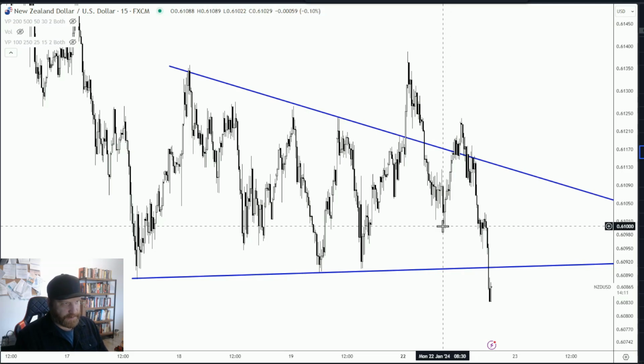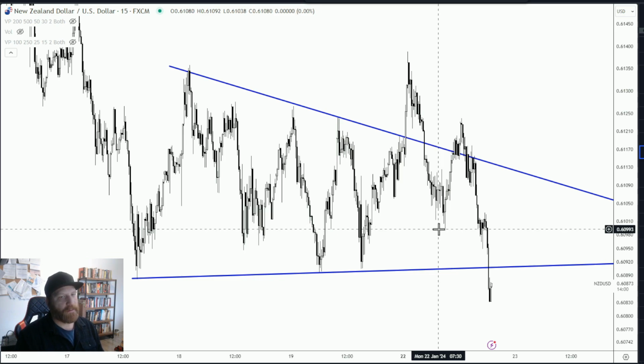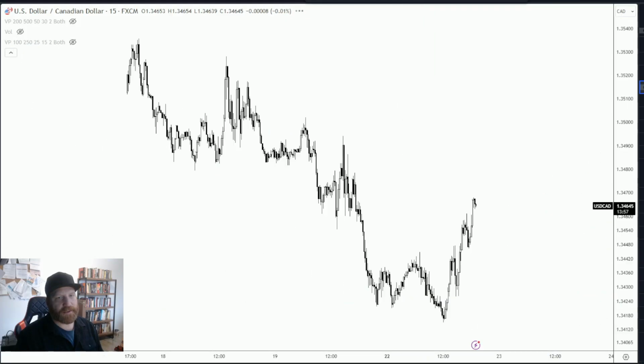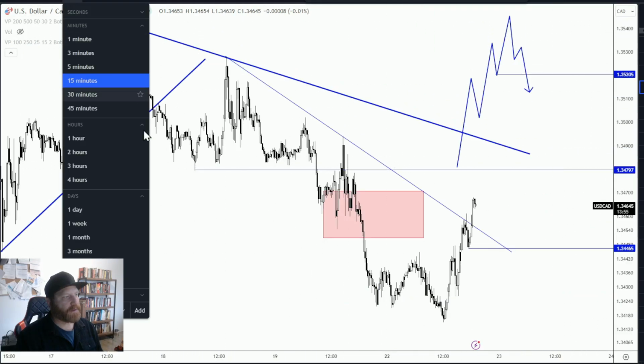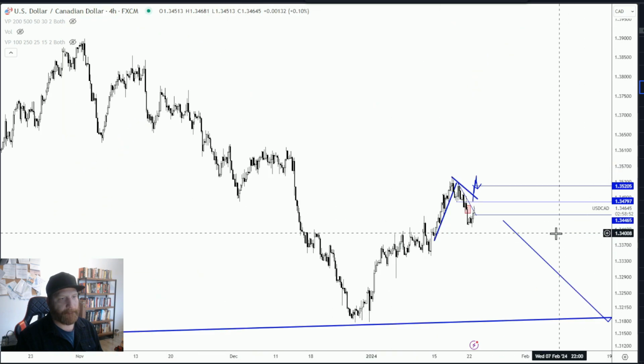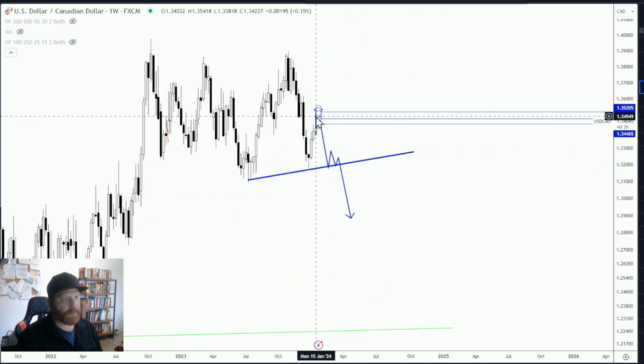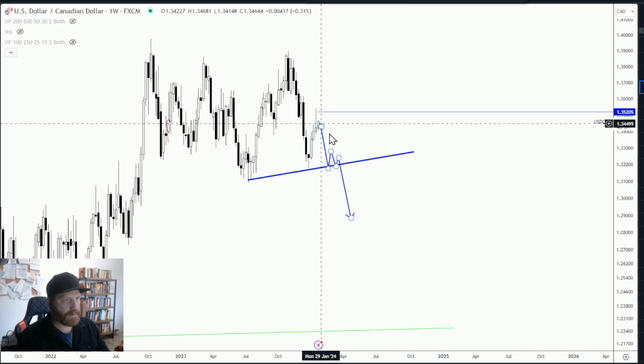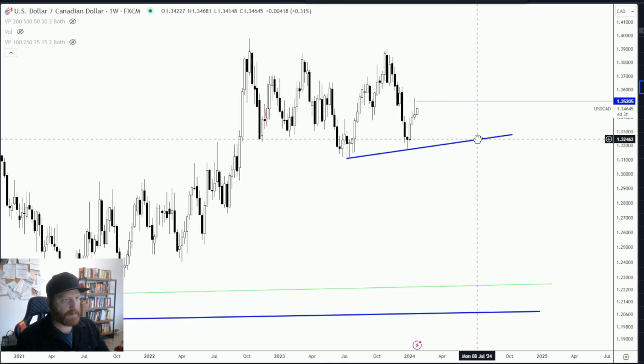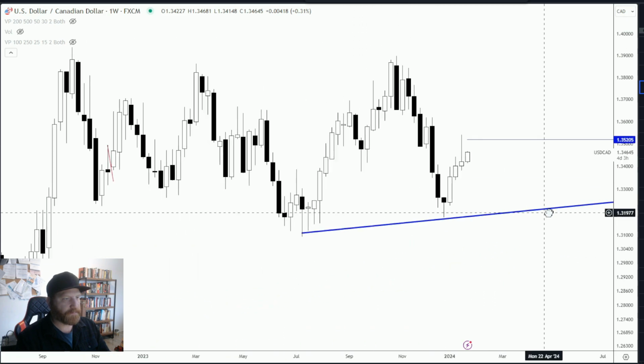So you cannot base your trades only on trend lines, especially on small time frames. The reason I'm saying this is if we go back to our USD Canadian example, if we zoom out, okay? Let's go back on the weekly. If you remember in the last videos, this is what we're seeing.